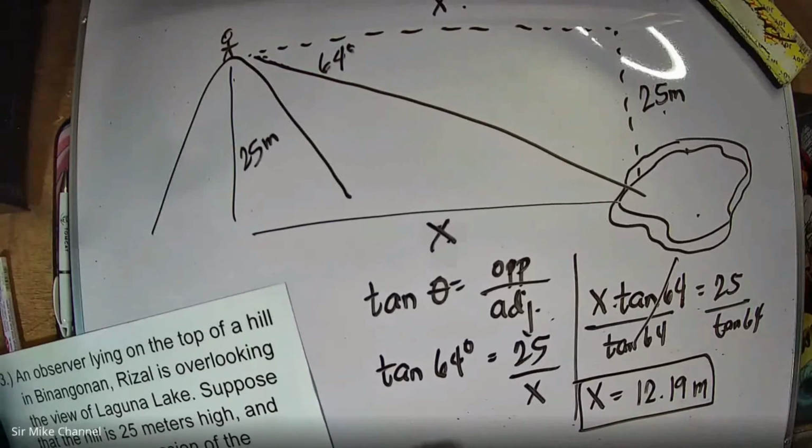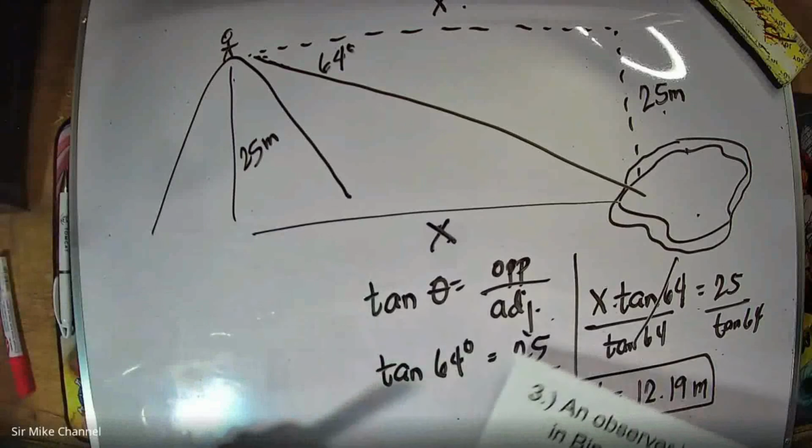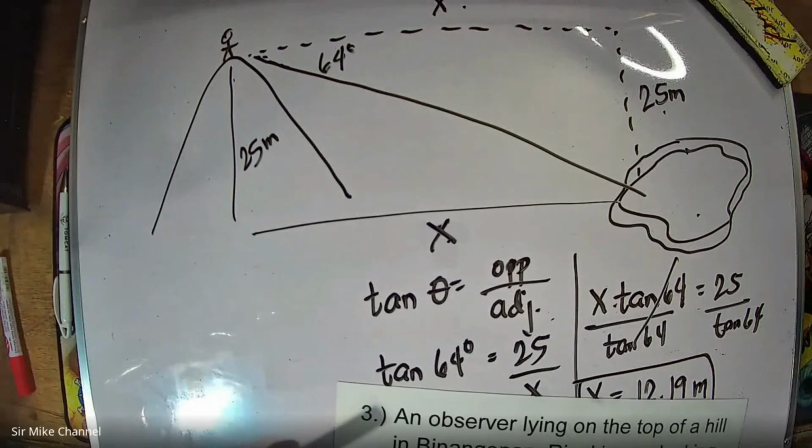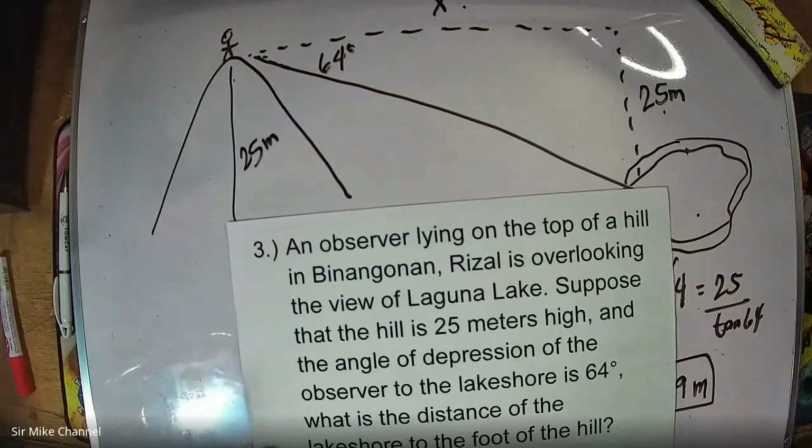So that is it for today, the angle of depression. Always remember, when we say angle of elevation, it is upward. When it is depression, it is downward.